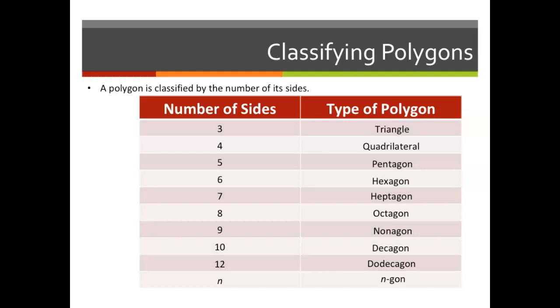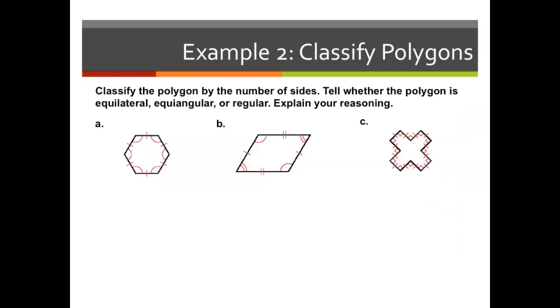Okay, take a look at example 2. Classify the polygon by the number of sides and tell whether the polygon is equilateral, equiangular, or regular. Explain your reasoning. Looking at the first one, this polygon here has 6 sides, so we know it's going to be a hexagon. And now we also want to look at the sides, which look like they're all congruent to each other, and the angles, which are also all congruent to each other. So, since it is both equilateral and equiangular, we can simply say it is a regular hexagon.